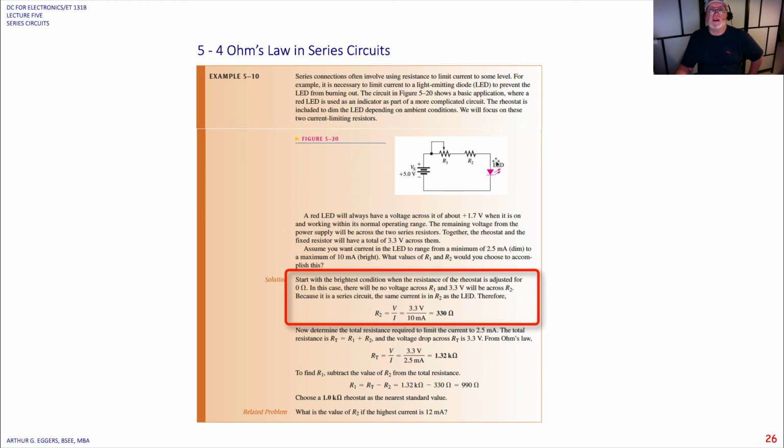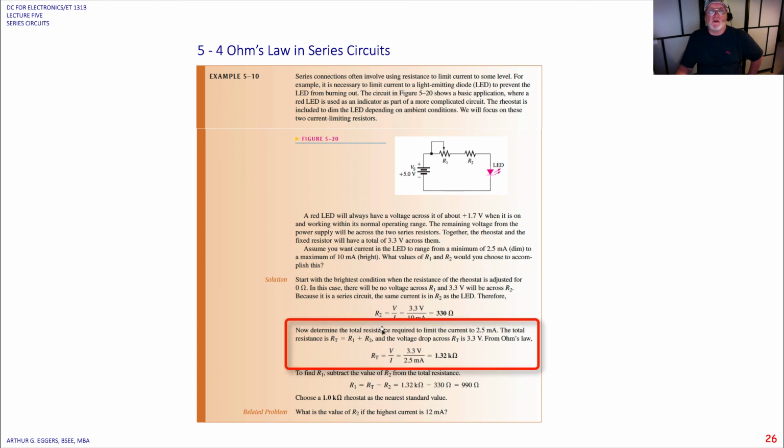So we know that one's not going to change. R1 will change as we adjust it. So now determine the total resistance required to limit the current to 2.5 milliamps. R total is equal to R1 plus R2, and the voltage drop is still 3.3 volts total. So our total is equal to the voltage drop, 3.3 volts, over the current, now the specified 2.5 milliamps. So our total is 1.32 k ohms between the two resistors.